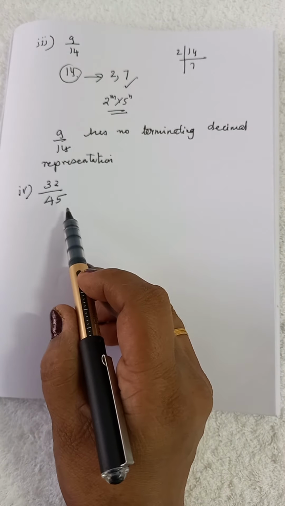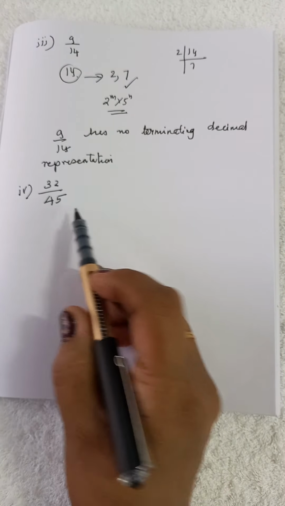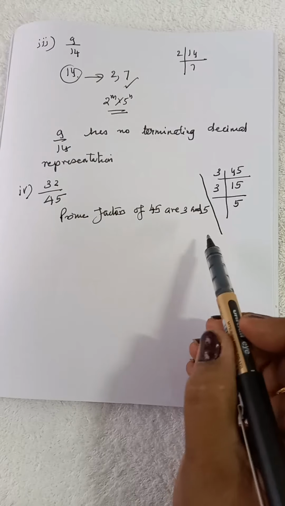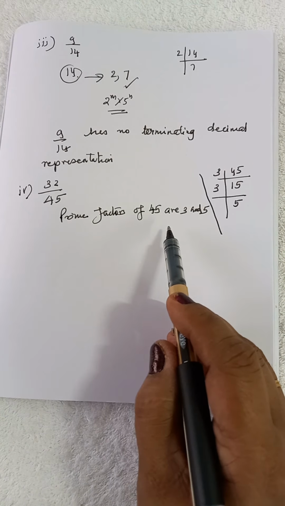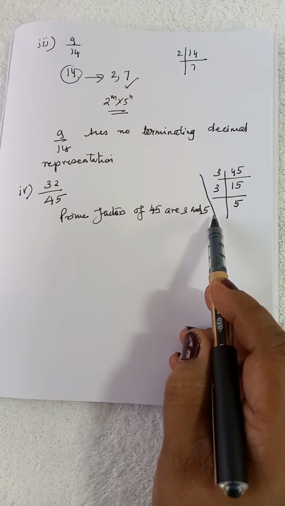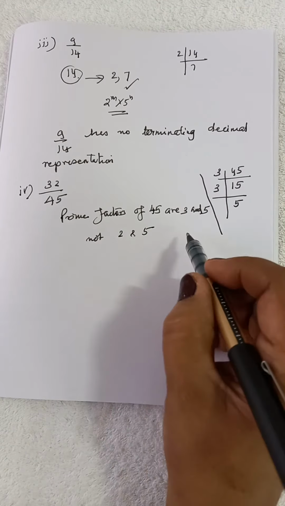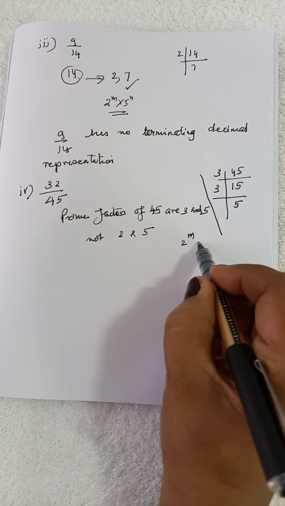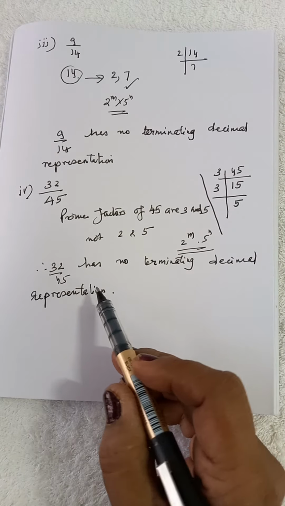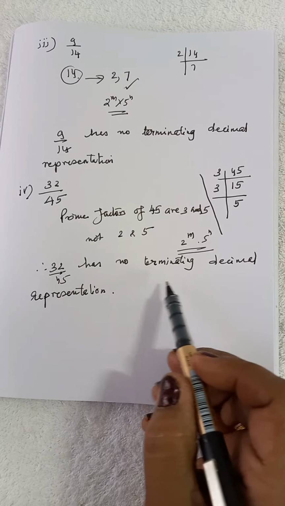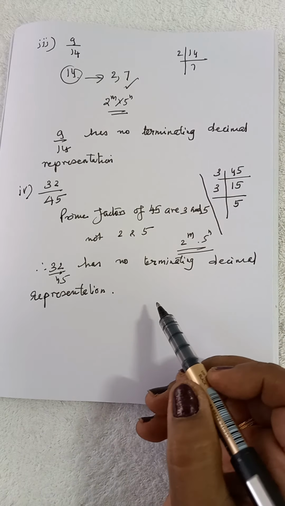Fourth question is 32 by 45. On factorizing 45, we can see that the prime factors of 45 are 3 and 5, but not 2 and 5, in order to express this in the form 2 raised to m into 5 raised to n. Therefore, the rational number 32 by 45 has no terminating decimal representation.